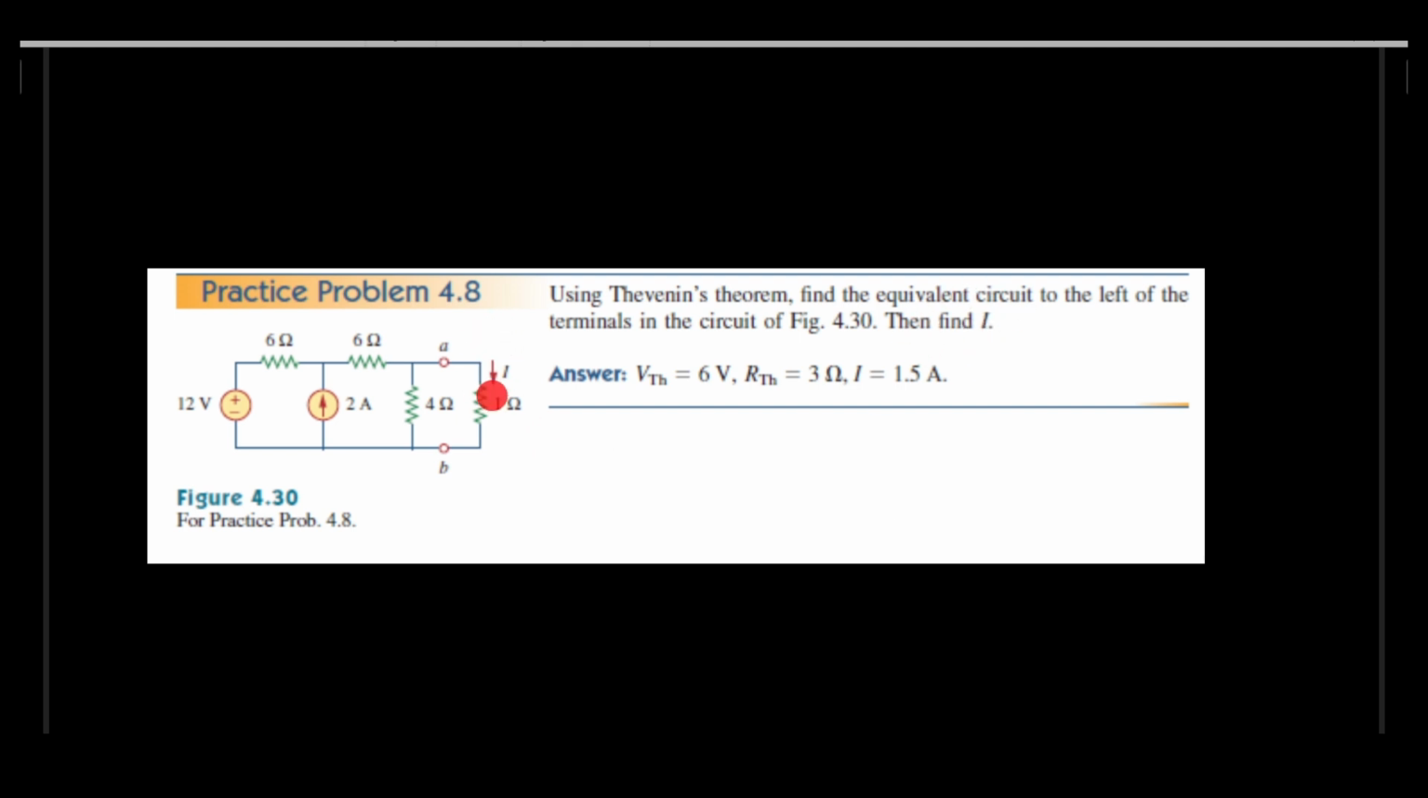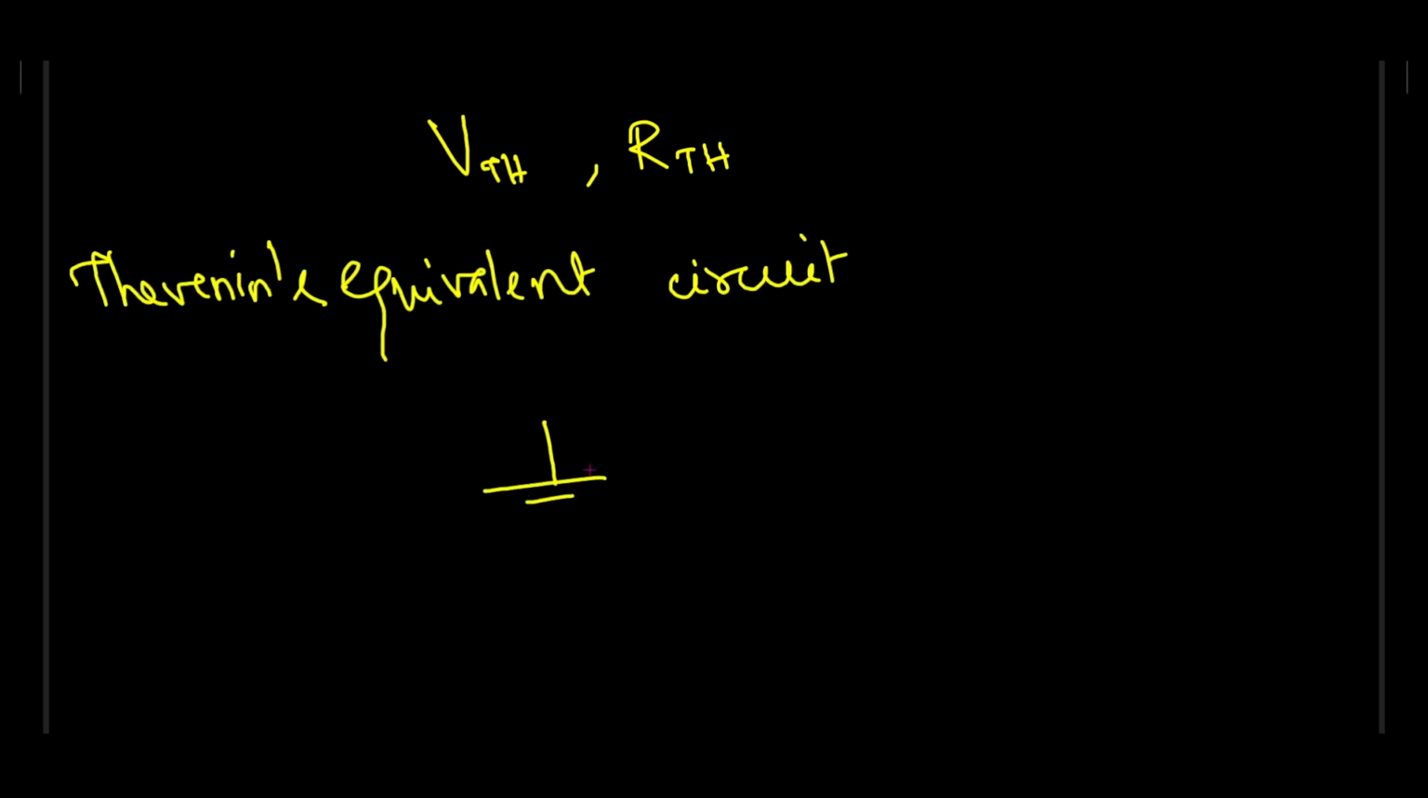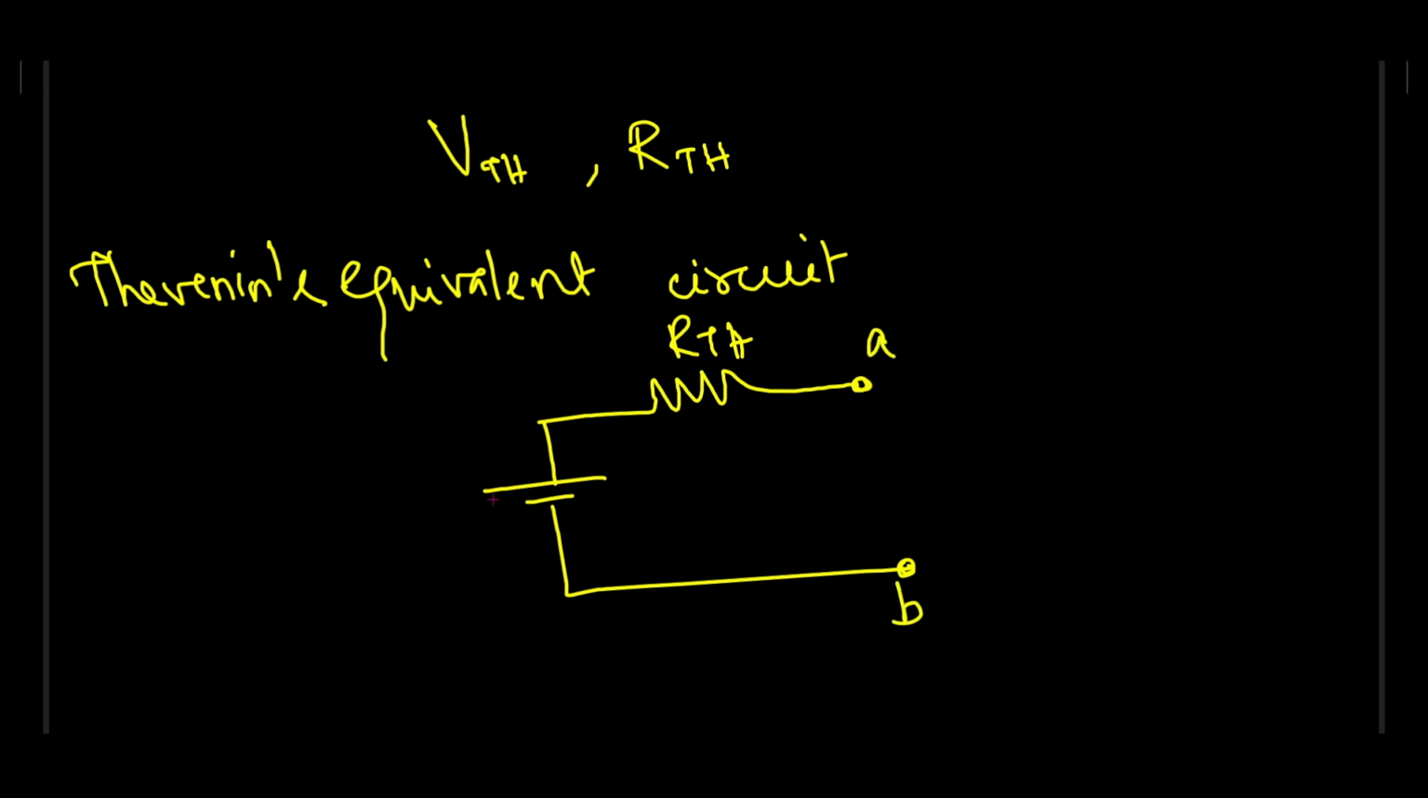I. So it is this current I which is flowing through this load resistance that is to be found. So this is your A and B terminals across which you have to find it. Now you can draw the equivalent circuit. This is called Thevenin's equivalent, right? So this is your VTH in series with your RTH. That's it, across the terminals A and B.